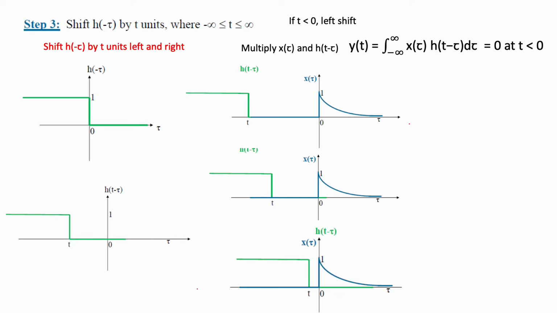Step 3: shift h of minus tau by t units, where t is from minus infinity to plus infinity. So what we have to do? Shift h of minus tau by t units to the left side and right side. Already I told you, left means t is a negative value, right means t is a positive value. Here different types of shifted signals are given for your reference. In the negative side, this is h of minus tau. T units we have to shift left.